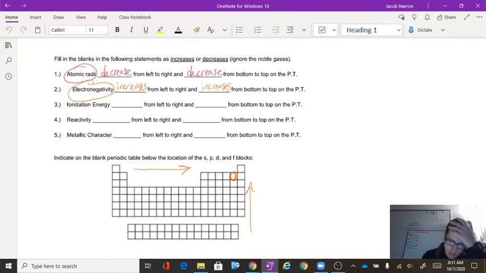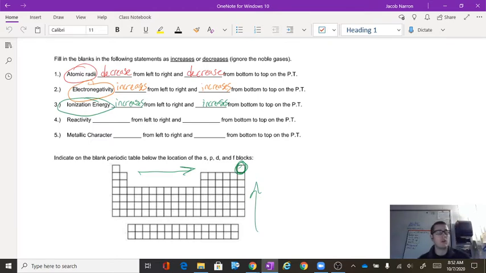Okay. Next one, ionization energy. Ionization energy increases from left to right. Change the color on that. And increases from bottom to top. It has basically the same pattern as what we had for electronegativity. It's still going to increase as you go up and to the right, but this one does include helium. It does include a noble gas. It is really, really hard to get electrons away from noble gases because of the fact that noble gases have that full outer shell. They don't want to lose it.